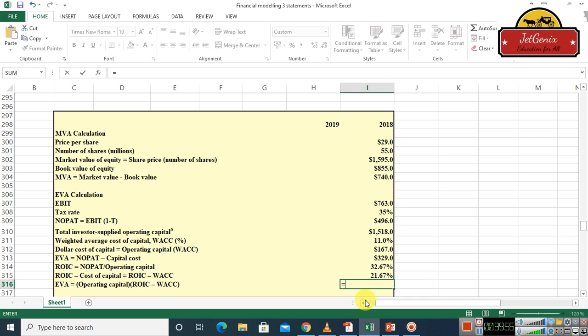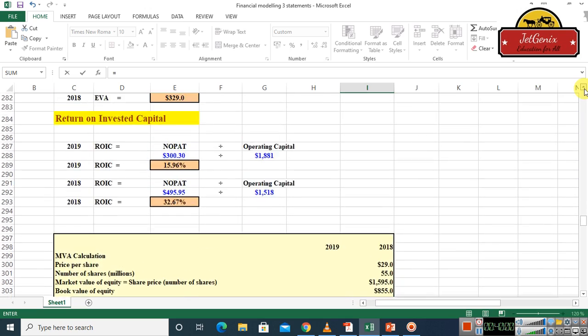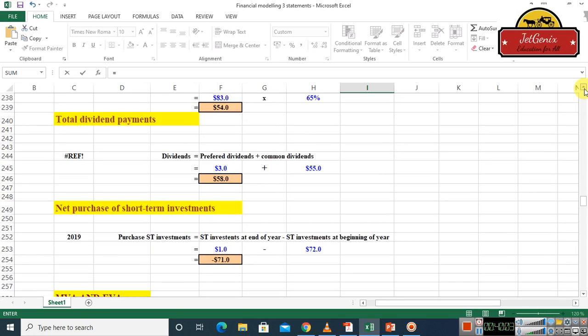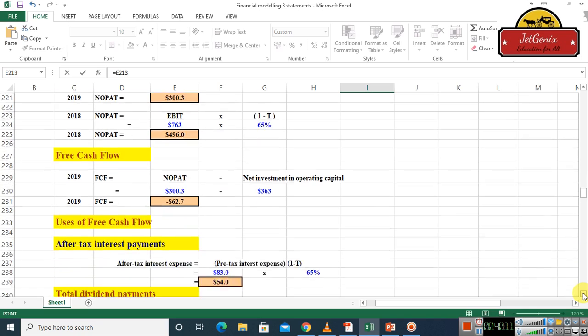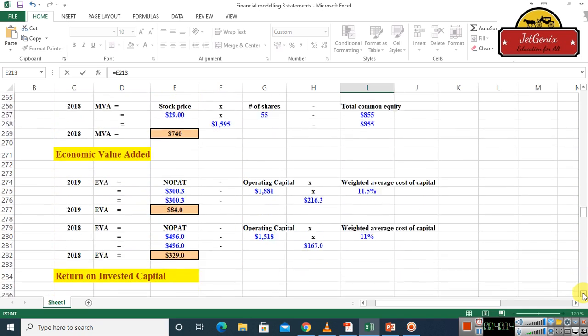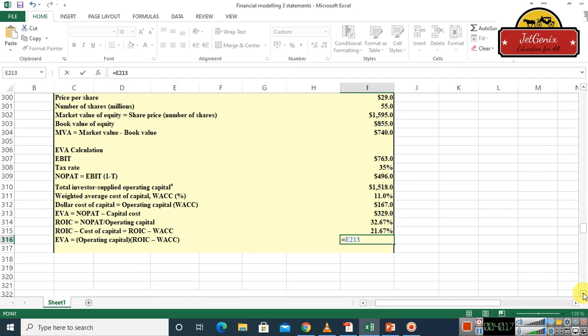So this one, operating capital for 2018 is somewhere here. Let me find it. Operating capital, yes, for 2018, you see, select it and come back to the EVA calculation again, select it and multiply by the ROIC minus WACC. So here is the ROIC minus weighted average cost of capital, and press enter. So this is the EVA of this company.